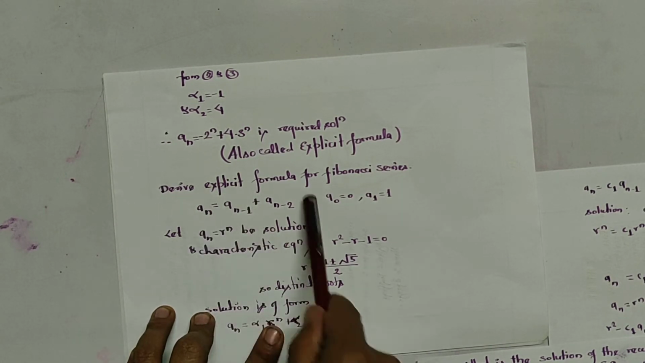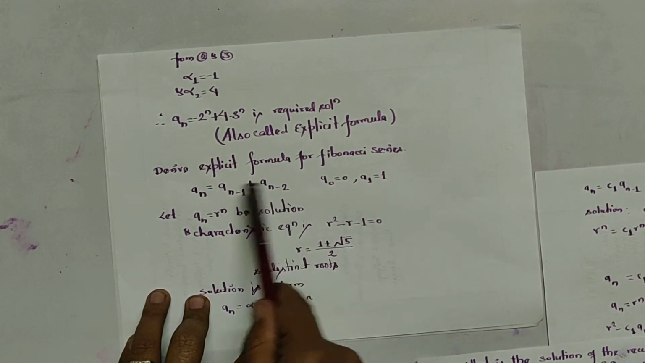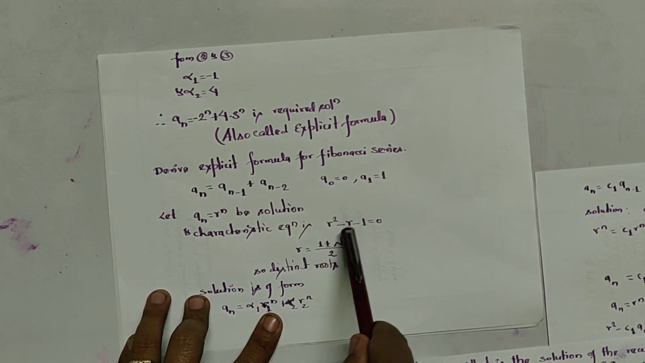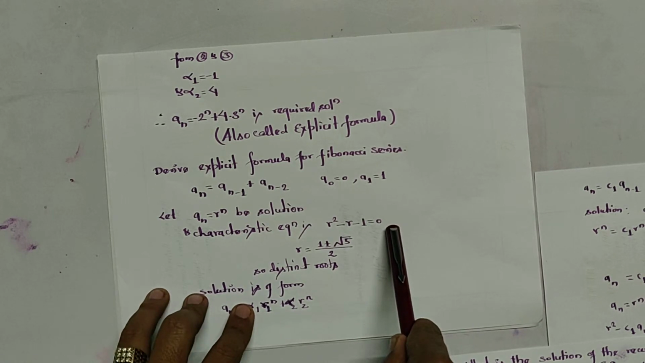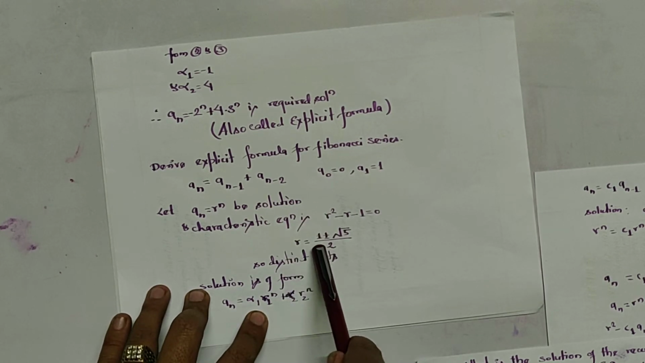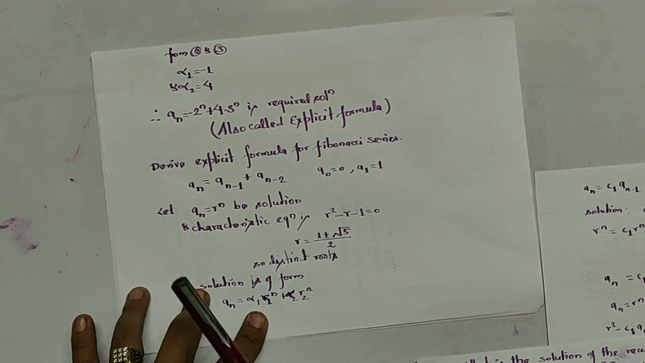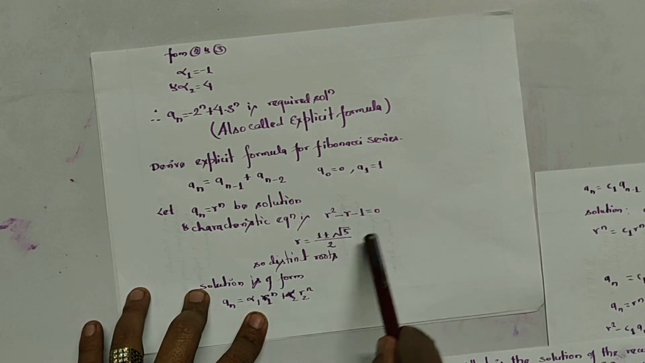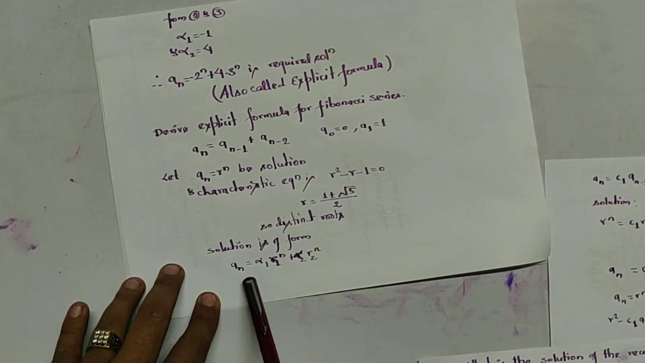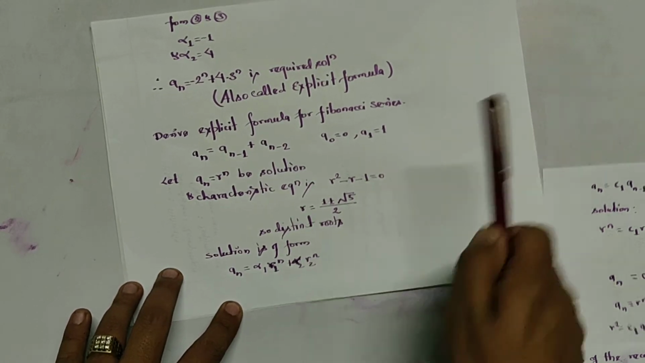The characteristic equation of this can be given as r^2 - r - 1 = 0, because there are two terms, n-1 and n-2, so we consider the highest power as 2. By solving this equation we get r = (1 ± square root of 5) / 2. Since they are distinct roots, (1 - root 5)/2 and (1 + root 5)/2, we consider the solution in the form a_n = alpha1 r1^n + alpha2 r2^n.